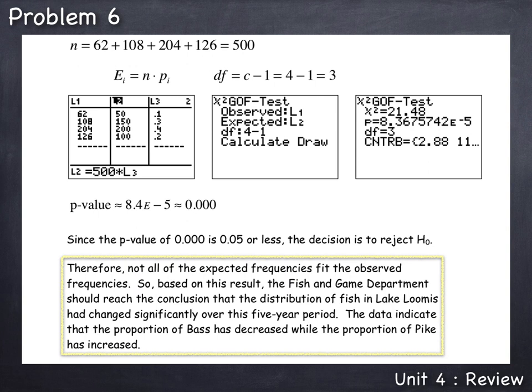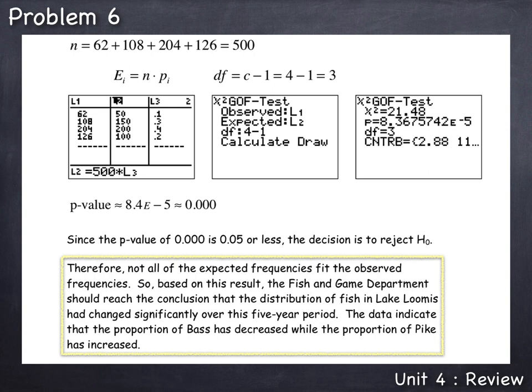And so to answer the original question, can the Fish and Game Department reach the conclusion that the distribution of fish in Lake Loomis had changed significantly over this 5-year period? The decision to say that they do not fit means they're basically not equal to what they were 5 years ago. Therefore, not equal means they are different or had changed. So, based on this result, the Fish and Game Department should reach the conclusion that the distribution of fish in Lake Loomis had changed significantly over this 5-year period.